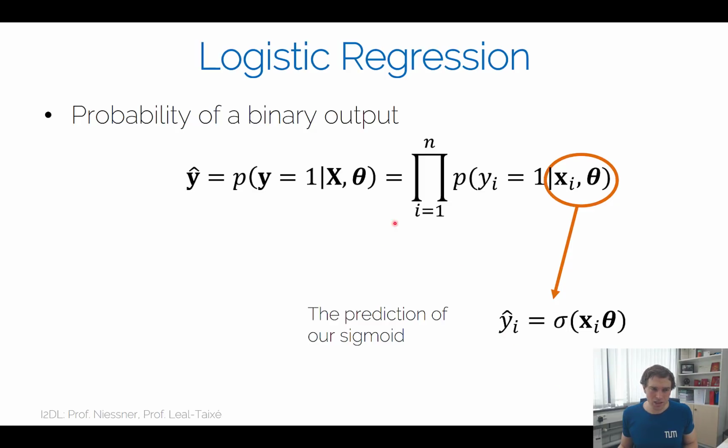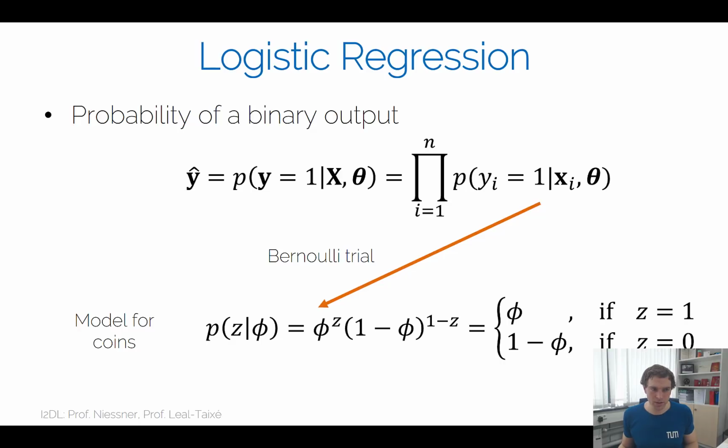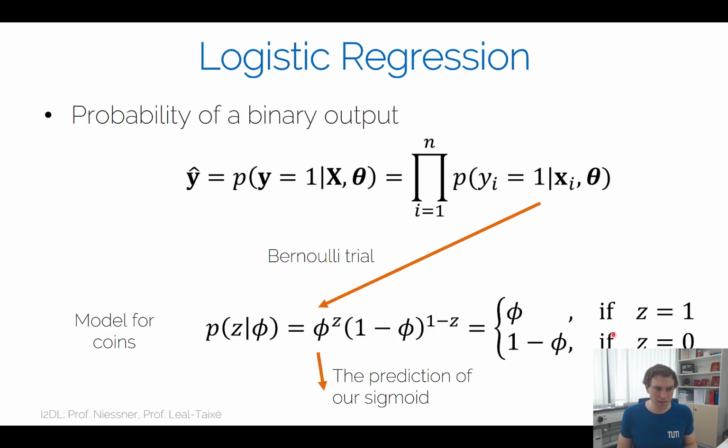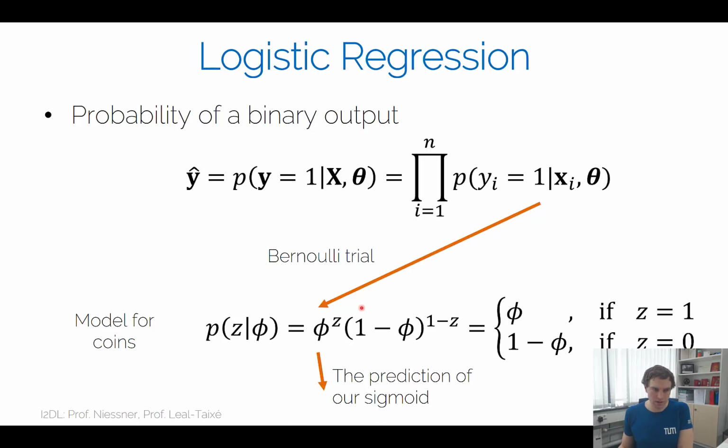Now we can also rewrite this function a little bit, and this is what people typically do. Since this is a binary output, we could think of this as a Bernoulli trial. All we're doing is taking the model of coins, meaning that here we have the probability of predicting z based on phi. We have this Bernoulli trial here, and we take this formula and put in our predictions that we're making with our sigmoid function and the linear model in between. So the predictions of our sigmoid will be our phi. So we're writing it this way. Again, we have our product over our samples, right? So this is our model of the coins. Let's write this down maybe. We have this one here.